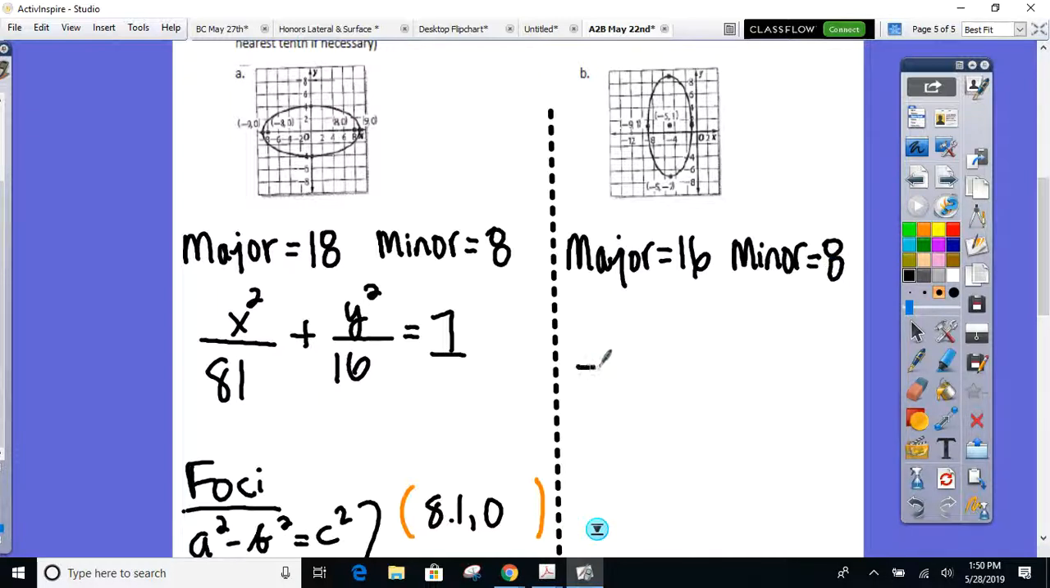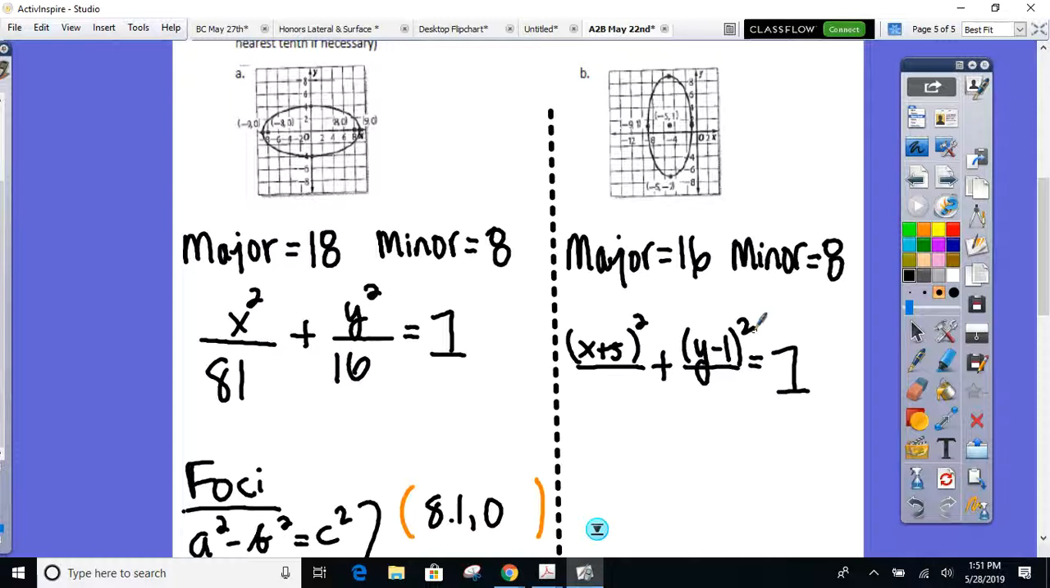All right. Something plus something equals 1. What's going to go in your parentheses now for the center? It's negative 5, 1. So what's going to go in the first parenthesis? X plus 5 all squared. And then y minus 1 all squared. Okay, be careful, denominators.